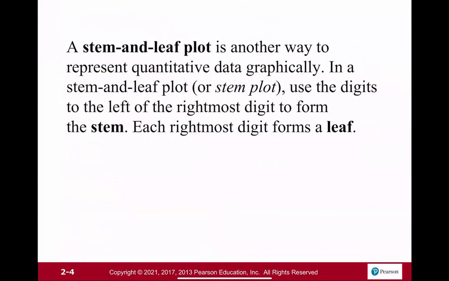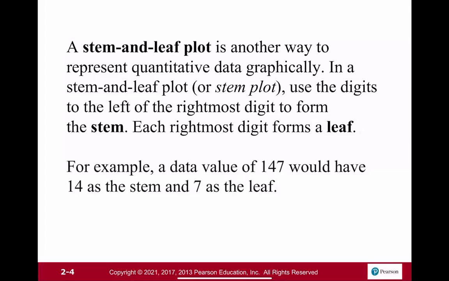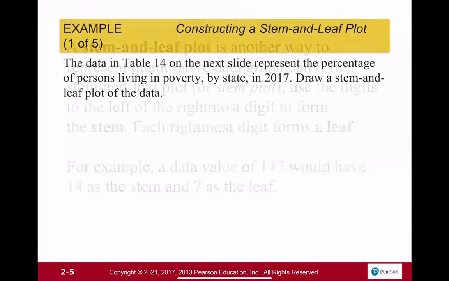A stem and leaf plot is another way to represent quantitative data graphically. Using the digits to the left of the rightmost digit as the stem, each rightmost digit forms a leaf. It sounds kind of confusing, but we'll see this together. For example, the data value 147 would have 14 as the stem and 7 as the leaf.